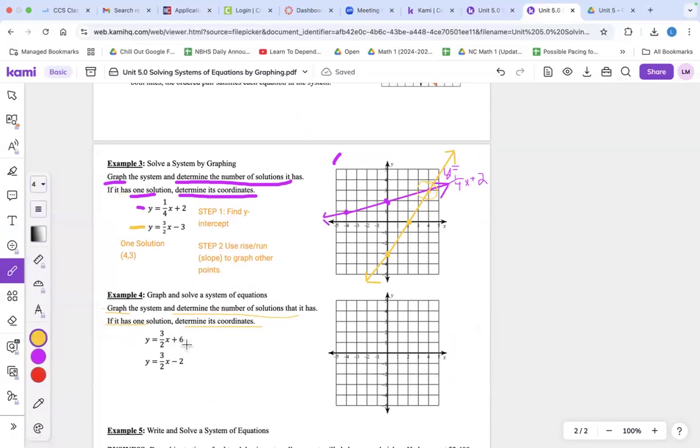So we have find the y-intercept. Y-intercept is 6. Hey, it's off the page, but that's okay. Find it. It's 6. Now, instead of going up, let's go down. Let's go down. 1, 2, 3. It has a positive slope over 2. 1, 2. Down 3. 1, 2, 3 over 2. 1, 2. Let's draw our line.